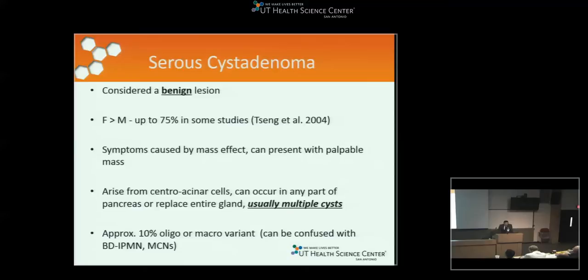These cysts arise from central acinar cells, can occur in any part of the pancreas or replace the entire gland, and usually present as multiple cysts. Although in approximately 10%, the oligo or macro variant is present, and it can be confused with other processes like pseudocysts, branch duct IPMNs, and MCNs.